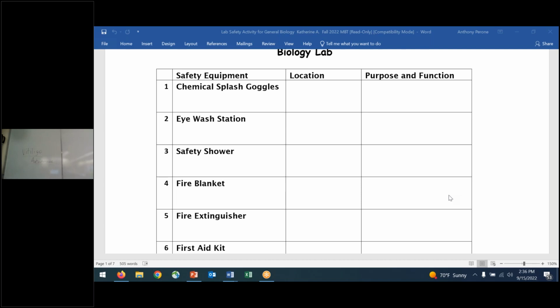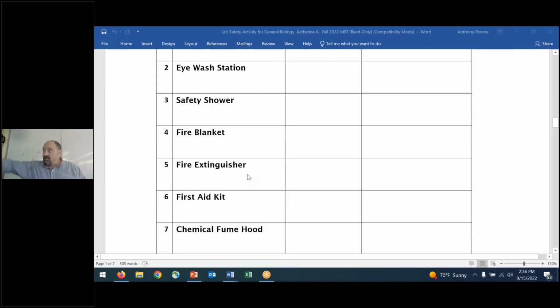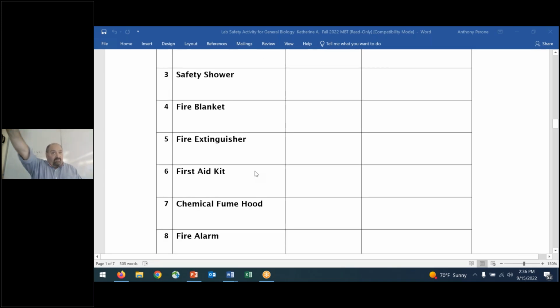So go to page 3. I showed you where they are: the goggles, the eye wash station, the safety shower, the fire blanket down here in front on my side, the fire extinguisher over there by the door, the first aid kit down here, the chemical fume hoods in the back, and the fire alarm. The fire alarm would be out in the hall.